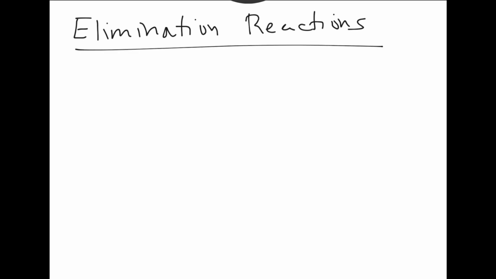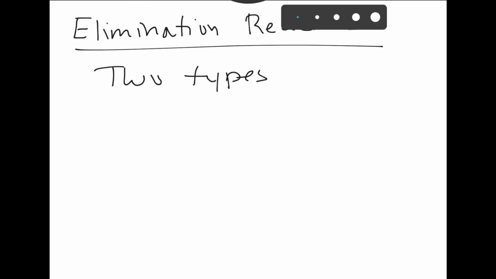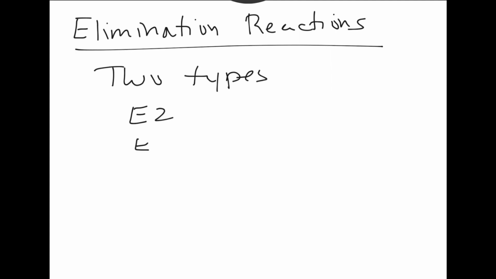Elimination reactions, right? There are two types. There's E2 and E1. Thankfully, when we got together and did this as chemists, before my time, we decided that E2 reactions behave very much like Sn2 reactions, and E1 reactions are analogous to Sn1 reactions.